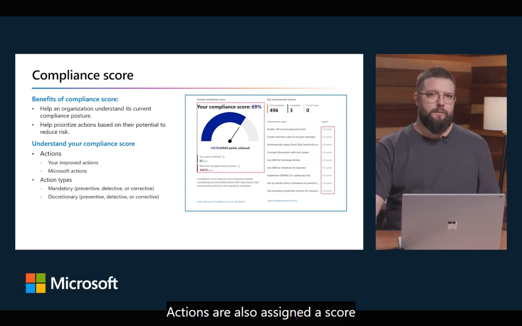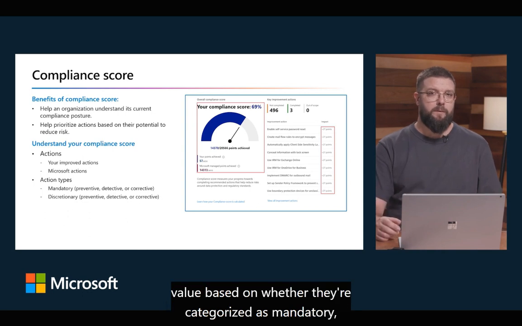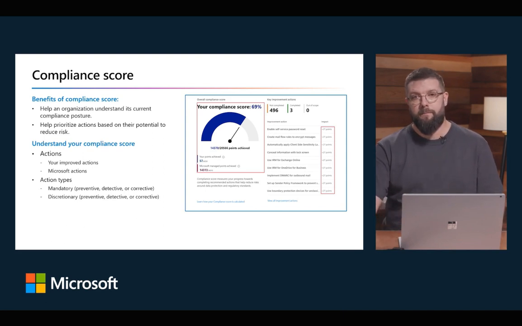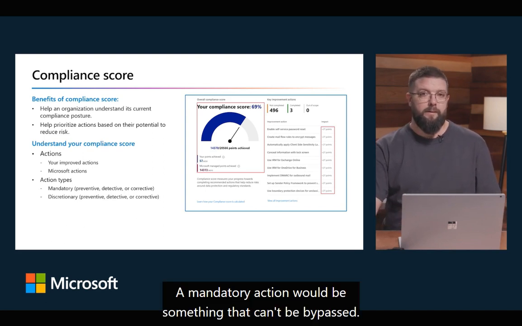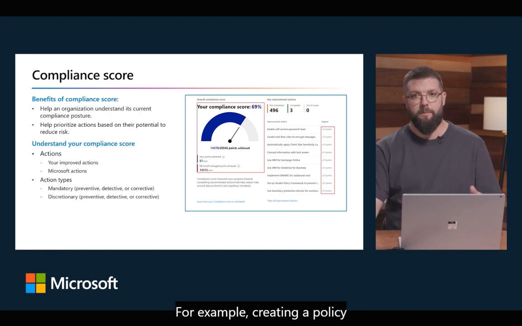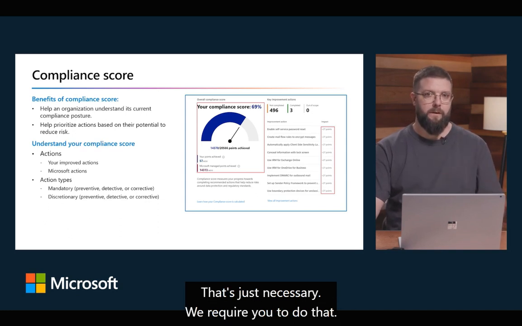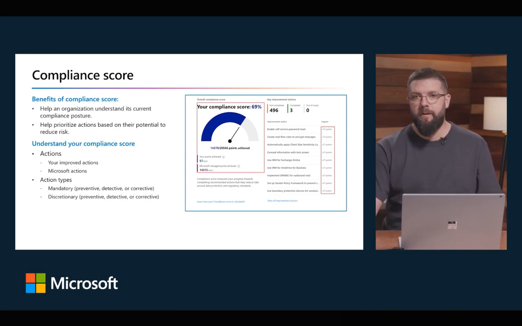So actions are also assigned a score value based on whether they're categorized as mandatory, discretionary, preventative, detective, or corrective. So a mandatory action would be something that can't be bypassed. For example, creating a policy to set requirements for password length or expiration. That's just necessary. We require you to do that.